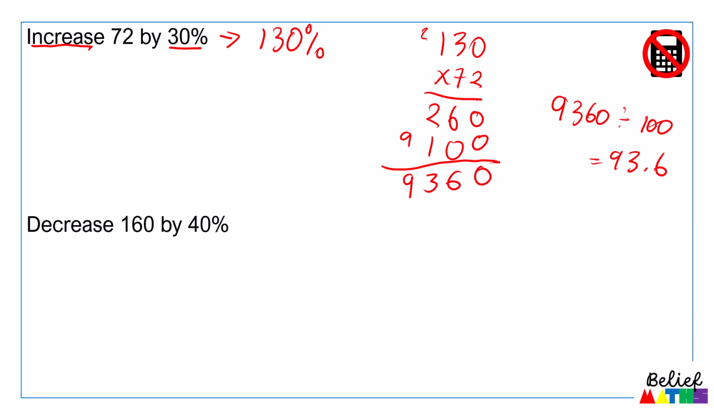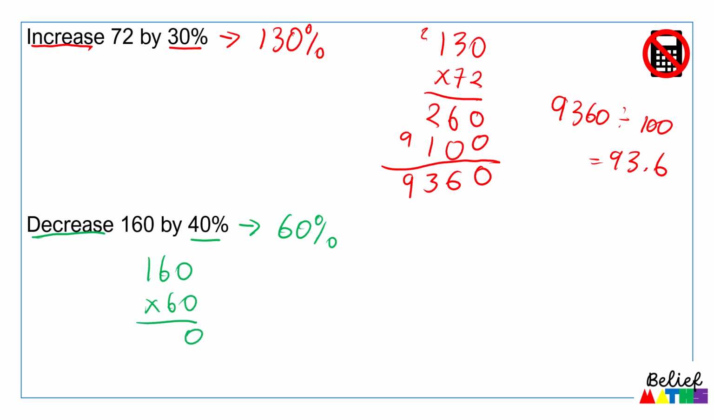In this case, we're decreasing 160 by 40%. So decrease by 40%. That means we're going to be left with 60%. So we're trying to find 60% of 160. So in the same sense, 160 times 60.